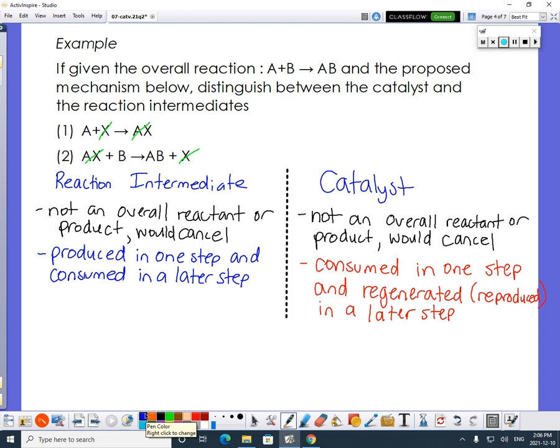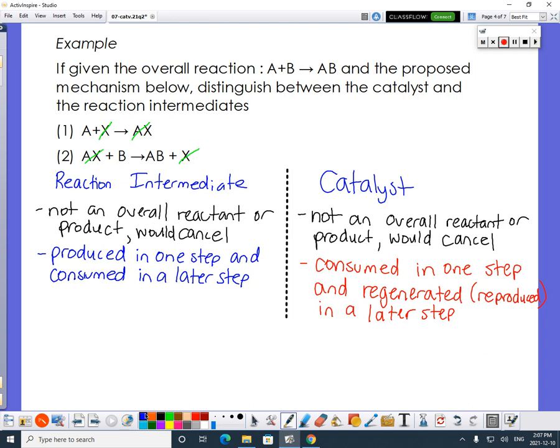So I am not going to look at A and B and AB because they were not crossed out. You can see them if you're given an overall reaction, then they're in the overall. That's another clue as well. We don't care about those. We want to look at the difference between AX and X. Which one is produced in one step and consumed in a later step versus being consumed or being a reactant in one step and then being a product in another step. So it doesn't really matter what order you do it in.